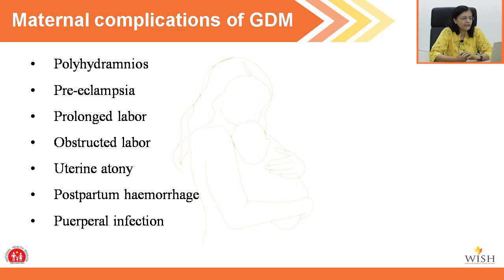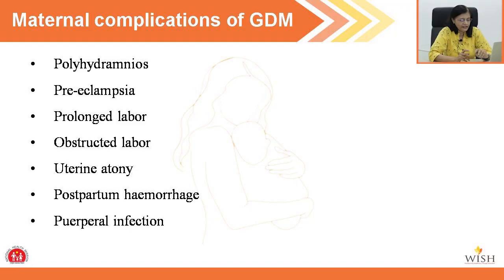Now, there are certain maternal complications of GDM which we should be aware of, because of which it is very essential to manage this condition. These complications are polyhydramnios, preeclampsia, prolonged labor, obstructed labor, uterine atony, postpartum hemorrhage and puerperal infections. These are the very common important maternal complications which are responsible for various maternal morbidity and mortality, and if we want to control maternal mortality, then it is very important to diagnose this condition, so that we can prevent these complications related to GDM in these patients.